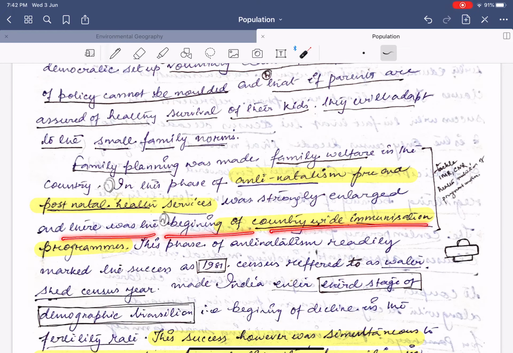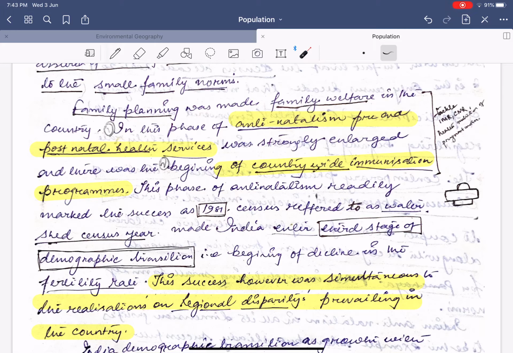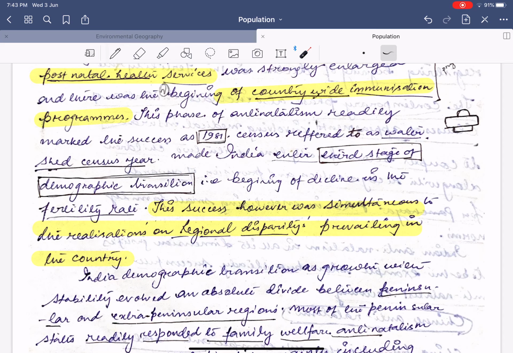We further pushed our healthcare services, we further developed our healthcare services, number one. And number two, the immunization program was started at a very greater stage, or in a very big manner. Now, this phase of the antinatalism readily marked the success in the 1981 census, which is referred to as the watershed census year. Remember that we have two watershed census years. One is 1921 and the other is 1981. 1921 was pre-independence and 1981 was post-independence.